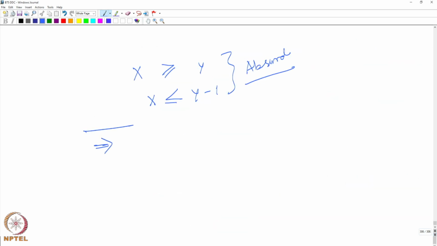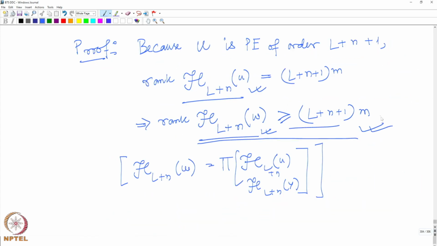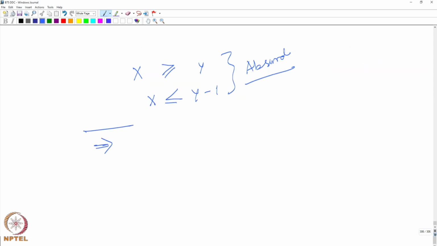So persistently exciting is something that we have already assumed, so we can't do anything about that. Therefore we have to live with this condition. What we can still make sure doesn't happen is this, that this intersection is 0. Therefore this implies B_{L+n}^\perp intersection R\xi, up to \xi^n R\xi, is not equal to 0.